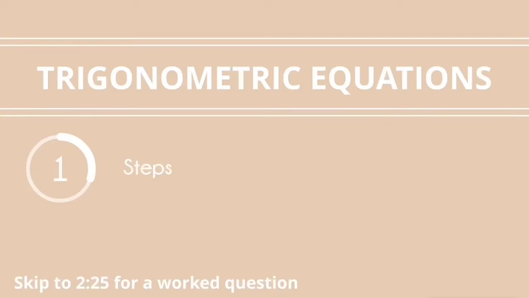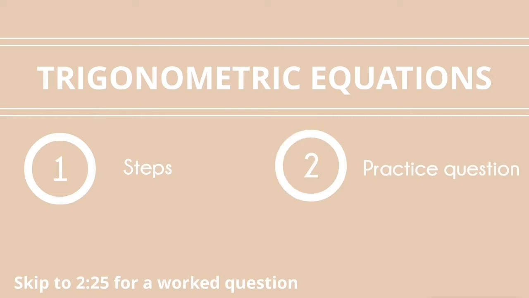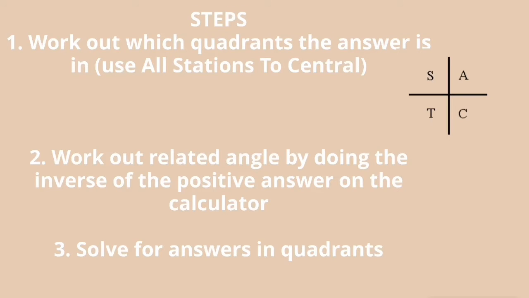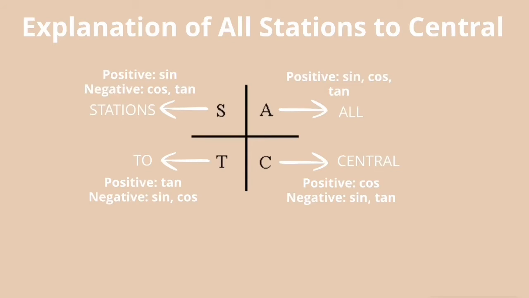Today we will go through the steps to follow for solving trig equations, and then we will look at a practice question. These are the 3 steps that you should follow. First, work out which quadrants the answer is in by using all stations to central. Then work out the related angle by doing the inverse trig function of the positive answer on your calculator. Finally, solve for answers in each quadrant. This will make much more sense once we do a question.